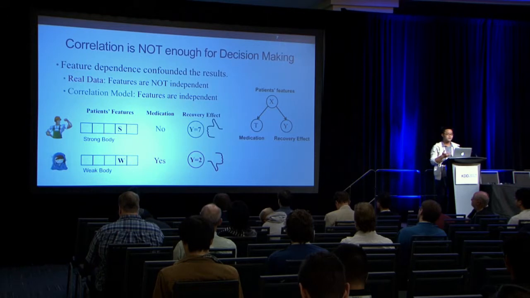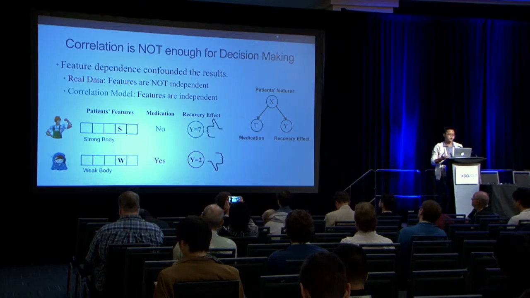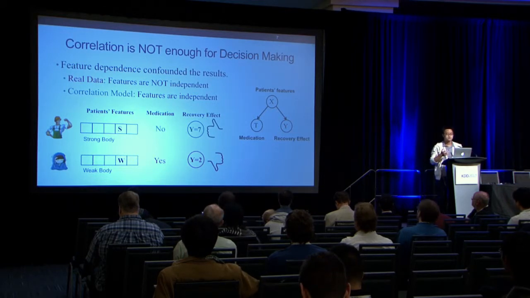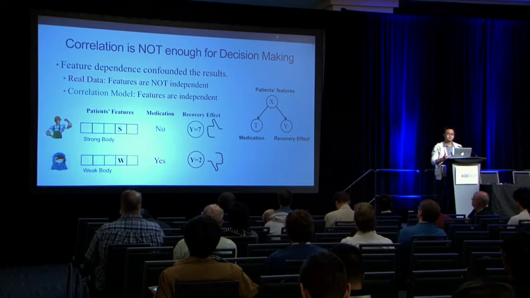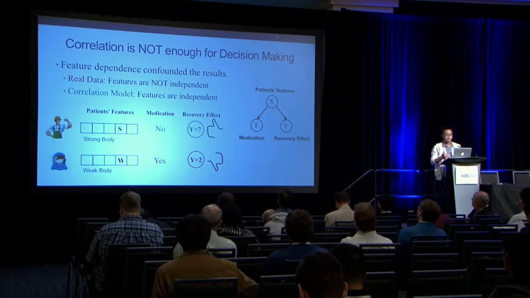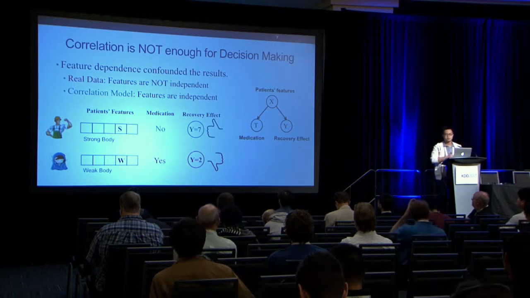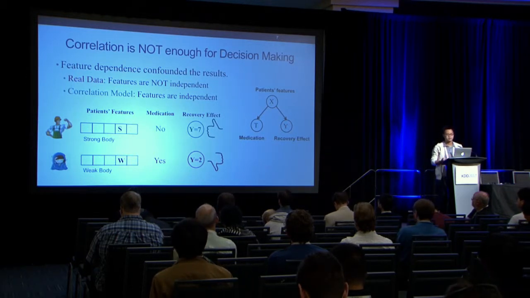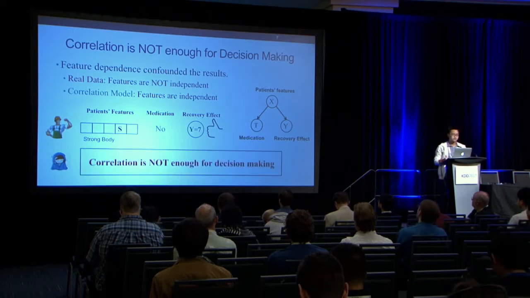So from this example, with only correlation analysis, we will get a wrong result that taking no medications would have a great recovery effect. We know this is wrong, because we know taking no medication has no causal effect on the recovery. So we think correlation is not enough for decision making.